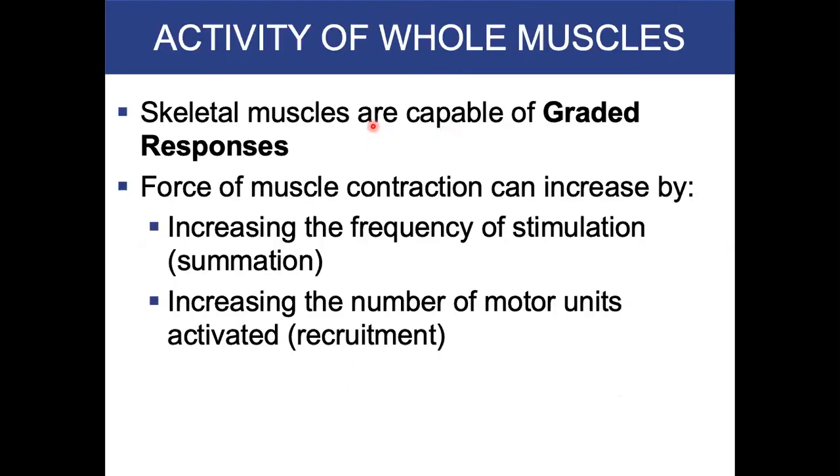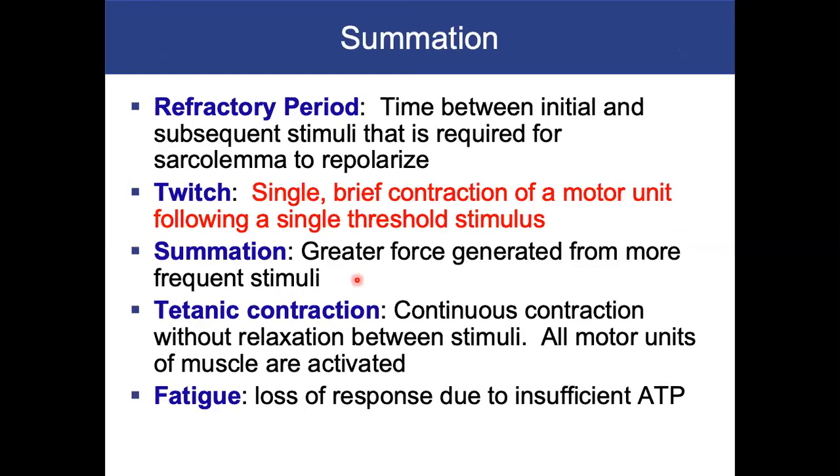Skeletal muscles are capable of graded responses. What does that mean? Increasing the frequency of stimulation causes summation, right? And then you can increase the number of motor units activated. So it's recruitment. You want to think about how you increase force. You can zap the muscle more frequently, so it has less time to relax, and then you can activate more motor units. We call that recruitment. So those are two ways we can get more force from skeletal muscles.